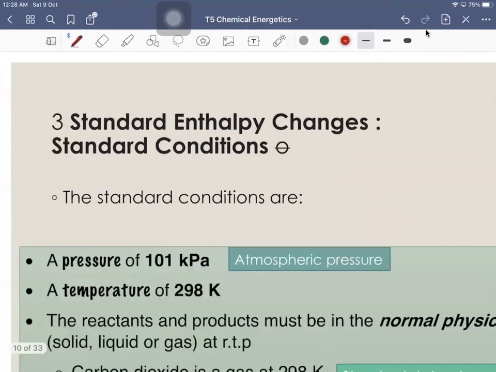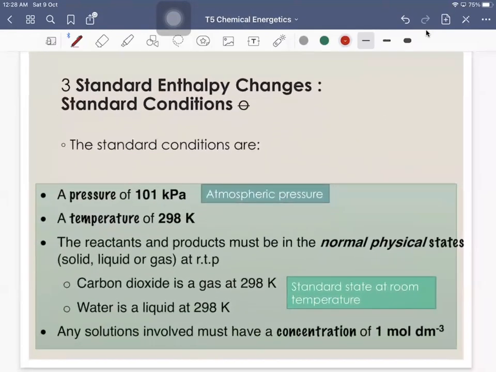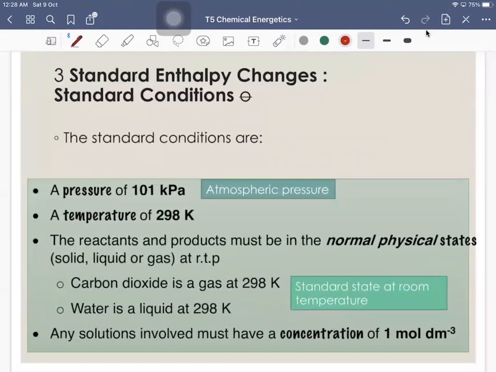So what are these standard conditions? There are a few things here. Firstly, the pressure has to be atmospheric pressure, and that's 101 kilopascal, or sometimes 1 atmosphere, 1 atm. The temperature has to be room temperature, but in Kelvin. Usually we write them down in Kelvin. 298 Kelvin is equivalent to 25 degrees Celsius.